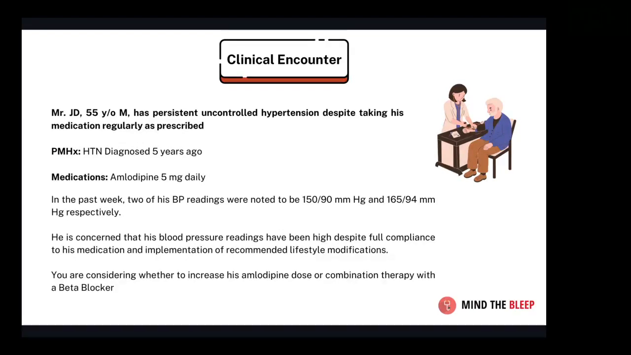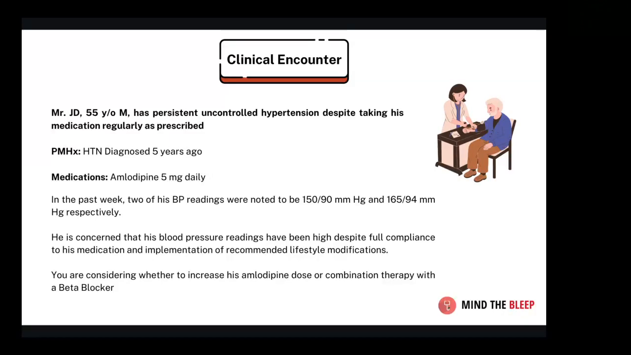Okay, I'm just going to read it out loud. Mr. JD is a 55-year-old man. He has persistent uncontrolled hypertension despite taking his medications regularly as prescribed. His past medical history is significant for hypertension, which was diagnosed 5 years ago. In terms of medications, he takes 5 milligrams of amlodipine every day. In the past week, 2 of his blood pressure readings were noted to be 150/90, as well as 165/94.